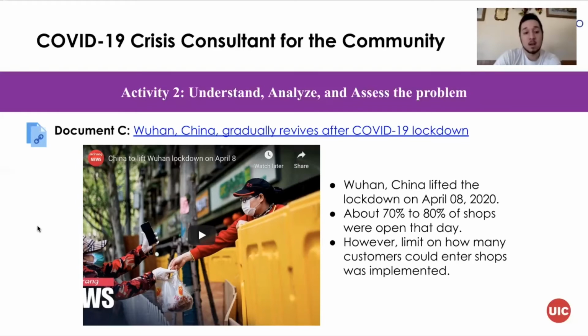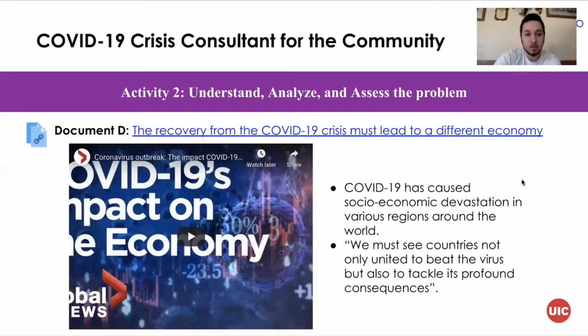The next document is the recovery plan for COVID-19 and how it could lead to different consequences related to our economy.